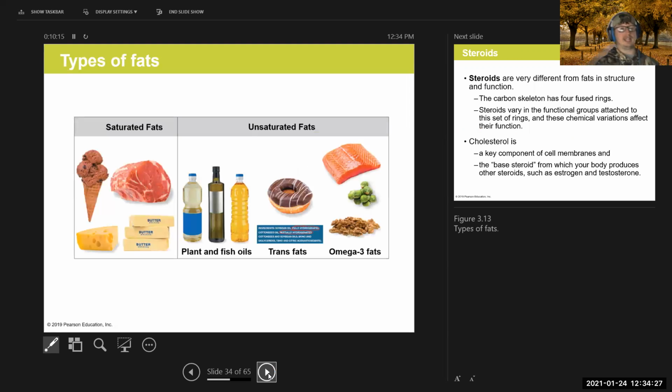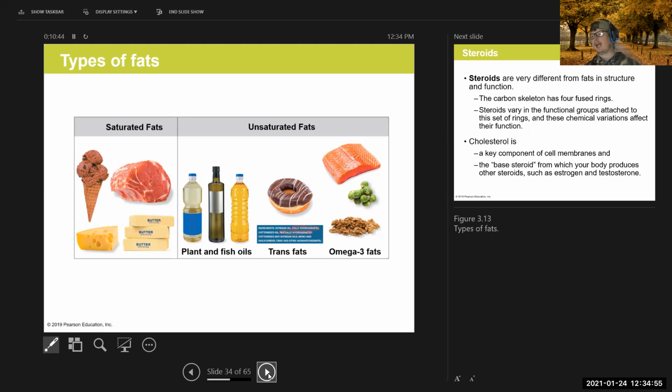So here we have examples of saturated fats. Ice cream, cheese, butter, and meat all have a lot of saturated fats. Yes, I'm sad. Ice cream I love, but it's saturated and it's not as good for you. We have unsaturated fats, which we see in plant and fish oils, omega-3 fats, which is also in fish and lots of different vegetables and nuts.